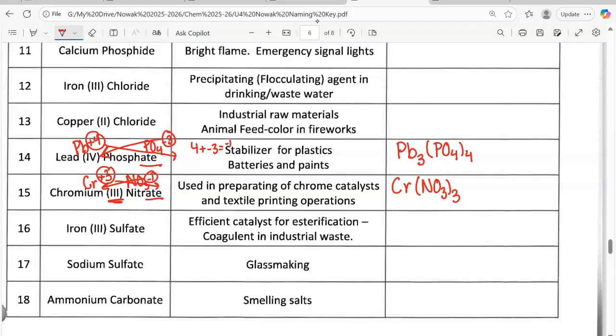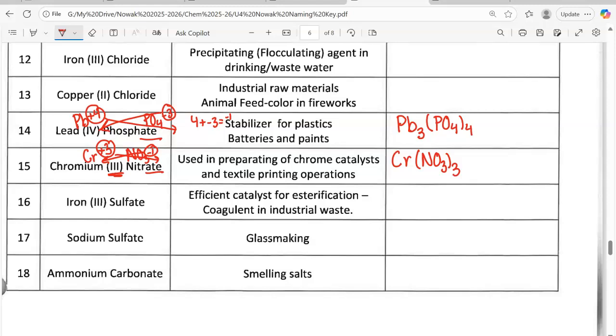Go ahead, pause, try 16, 17, and 18. Okay, let's look at them together.